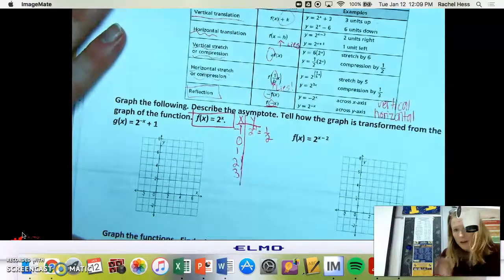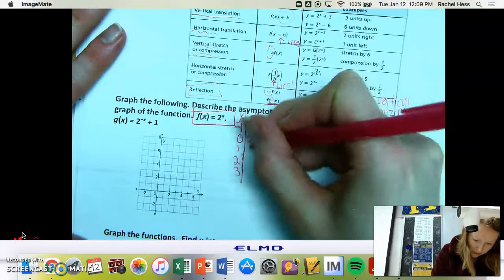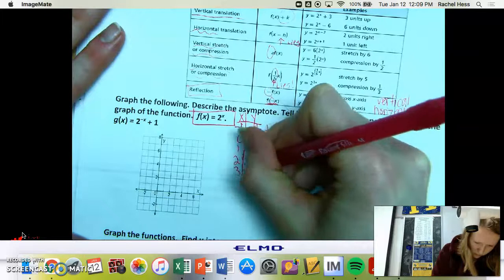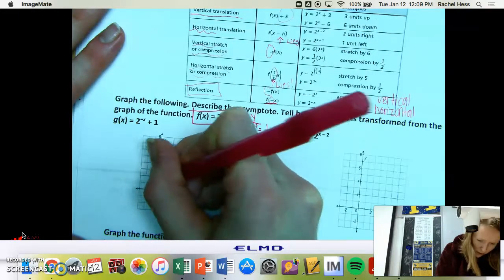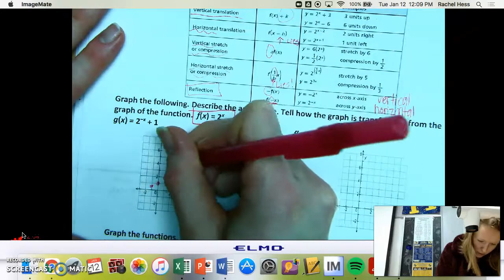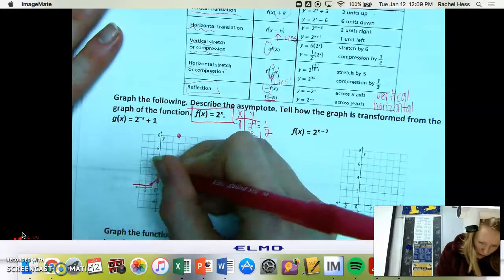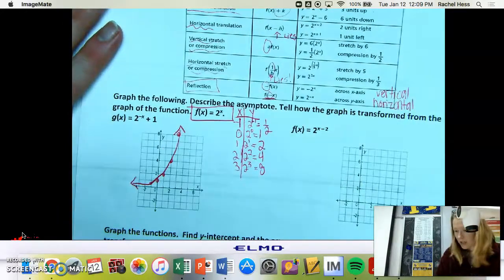And this would be helpful if you had two different colors, just FYI. We're going to be graphing our parent function. So negative 1 comma 1/2, 0, 1, 1, 2, 2, 4, and 3, 8. We have our parent function here. And then I'm going to do my transformations in blue.